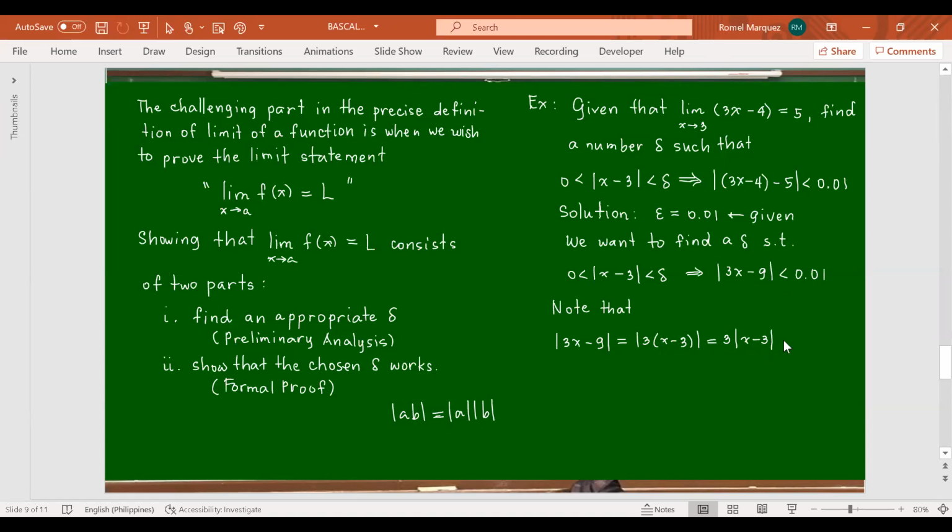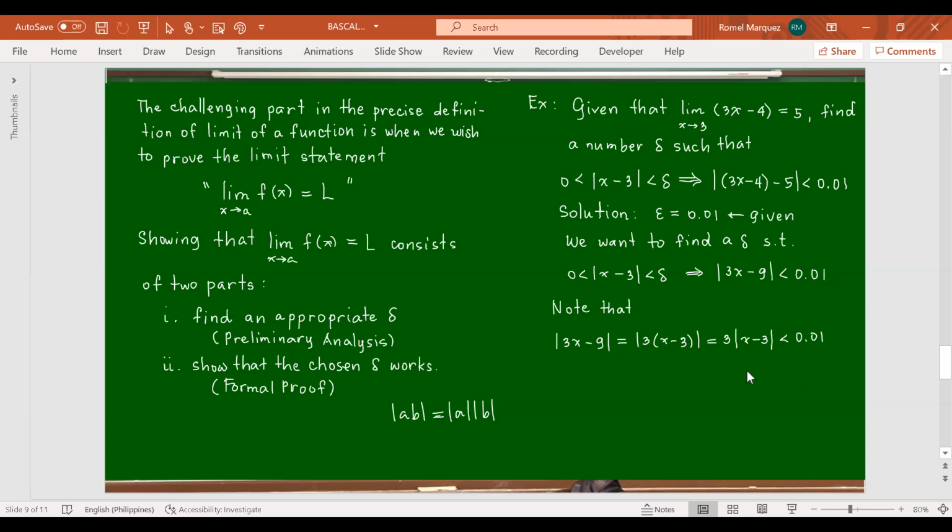Okay? And this is supposed to be less than what? 0.01. Am I right? Remember, we're trying to find a delta that will satisfy this. So we are working backward. So let's begin with this conclusion and then try to find out that delta that will make this true.